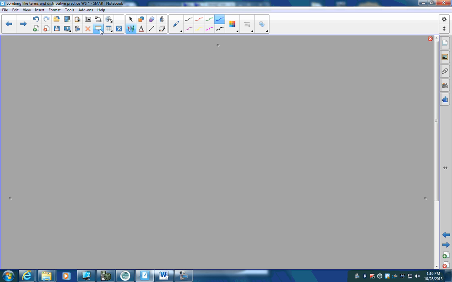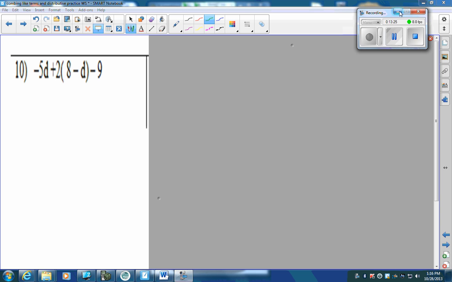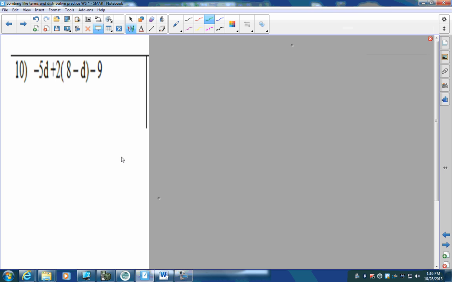Okay, so if we're looking at number 10, the first thing I look at is what number is outside the parentheses. The 2 is. You'll take 2 times 8 and 2 times negative x. So the negative 5x just comes down. 2 times 8 is 16. 2 times negative x is negative 2x. And then the negative 9 just comes down for the minus 9.